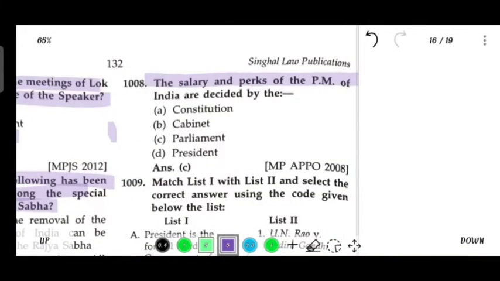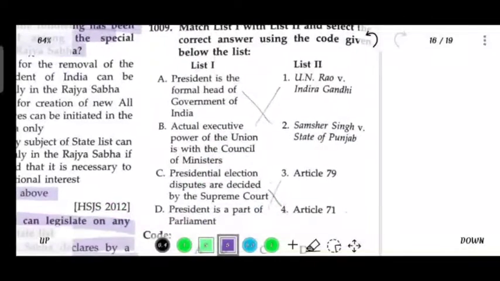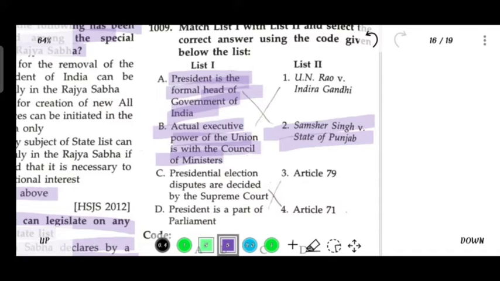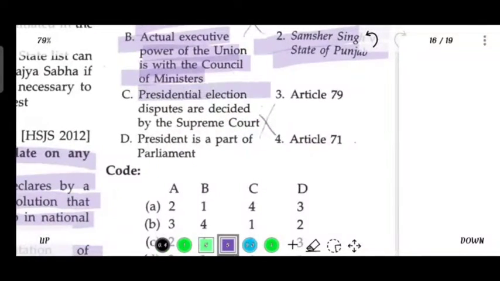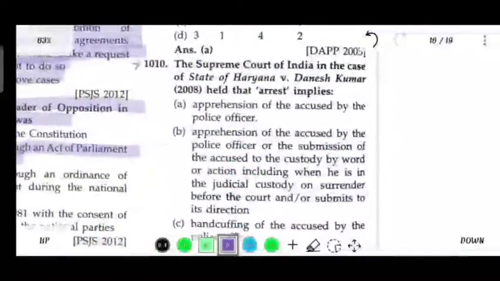The salary and perks of the Prime Minister of India are decided by Parliament. The President is the formal head of the Government of India, in Shamsher Singh versus State of Punjab. Actual executive power of the Union is with the Council of Ministers, in U.N. Rao versus Indira Gandhi. Presidential election disputes are decided by the Supreme Court under Article 71. The President is a part of Parliament under Article 79.